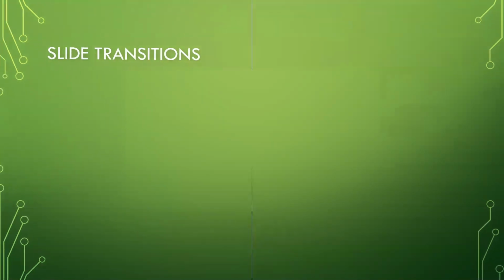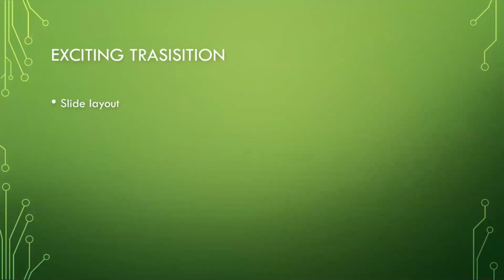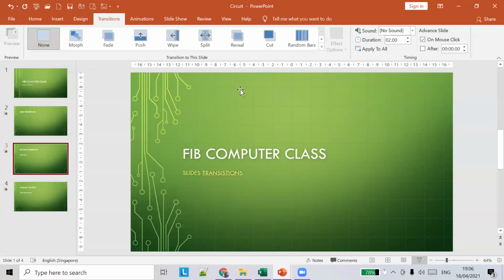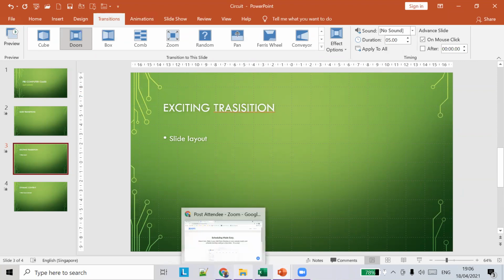1, 2, 3, 4, 5. So you can see the time difference, right? This is the purpose of having a duration for slide transitions, and it's under the Transitions tab, under the Timing group. Okay, so is that clear?